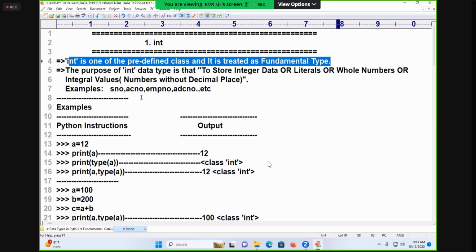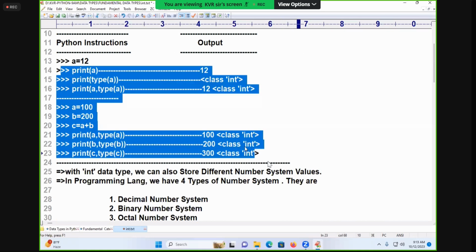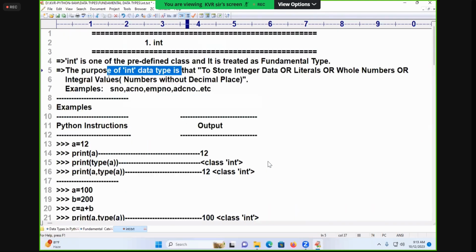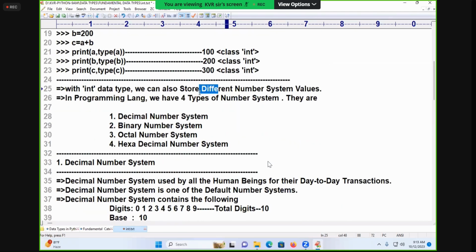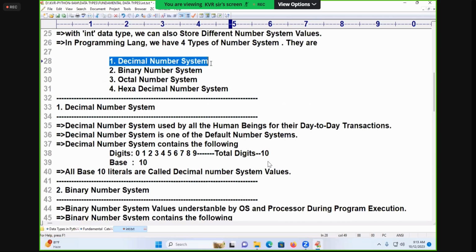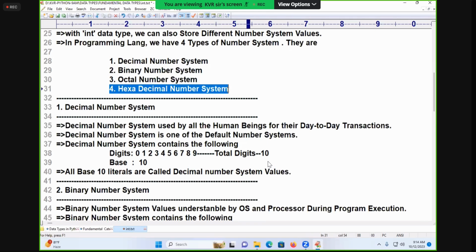Good. So with that, we have seen normal integers. Not only does the int data type store integer data, we can also store number systems values. What are the different number systems we have? 4 types of number systems: decimal number system, binary number system, octal number system, hexadecimal number system. This is what we started with.